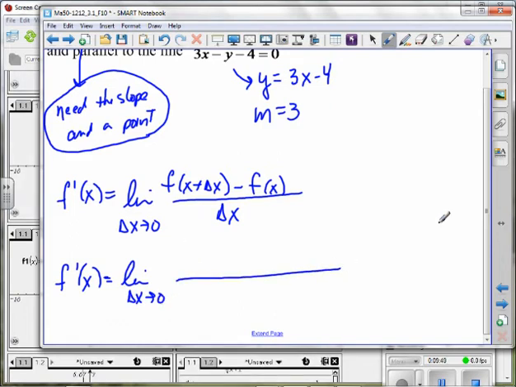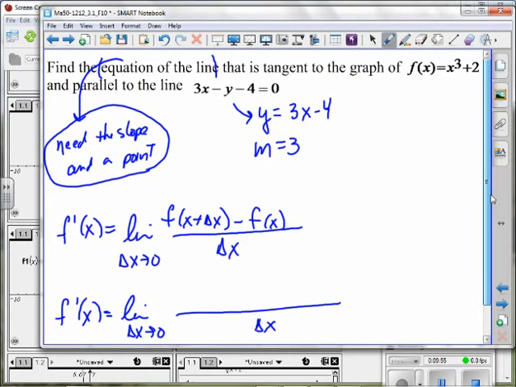And let's see. I know delta x is down here. I know f of x is x cubed plus 2. I'm going to put that way over here. x cubed plus 2. And I just have to evaluate what is f of x plus delta x.